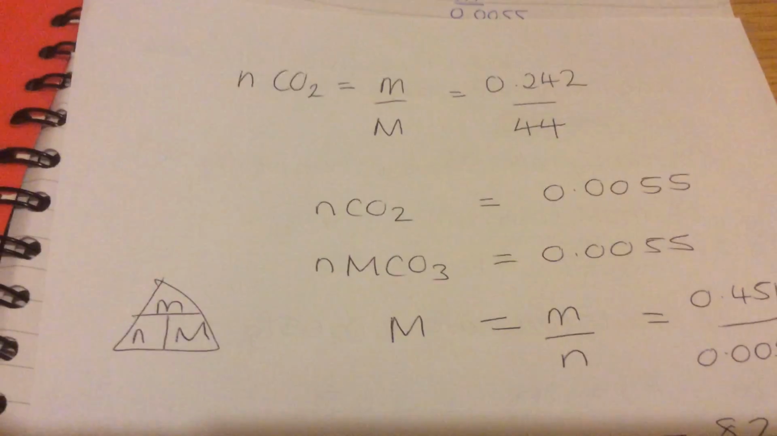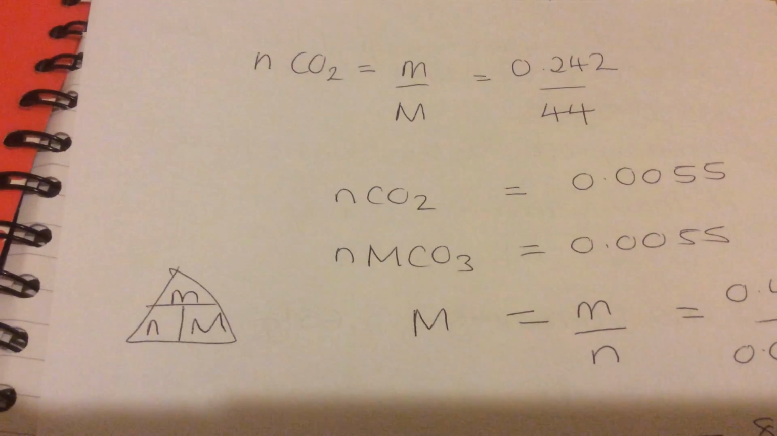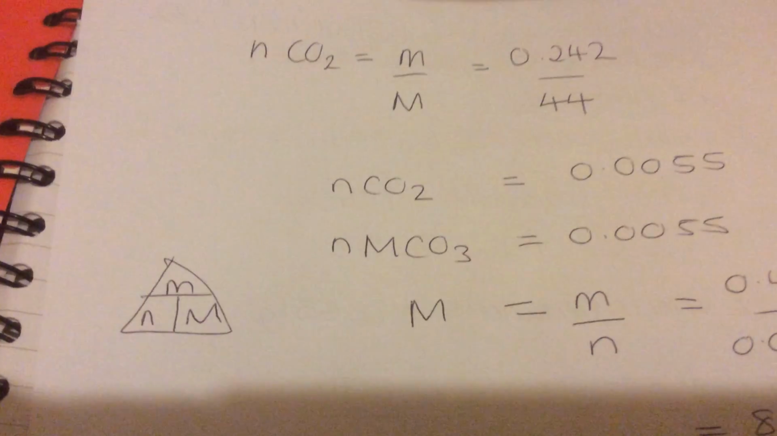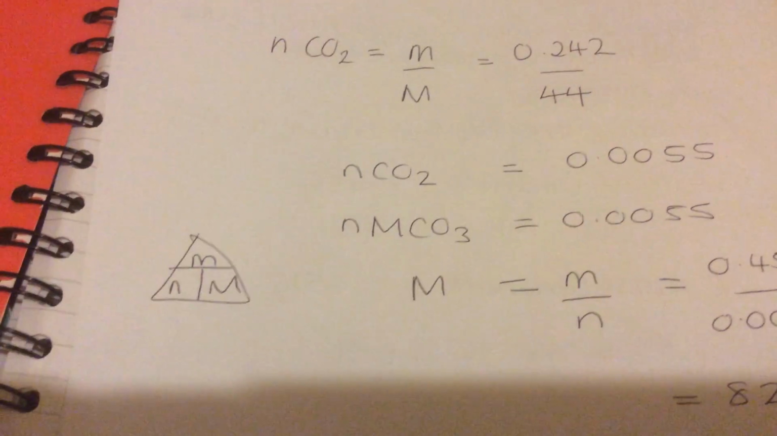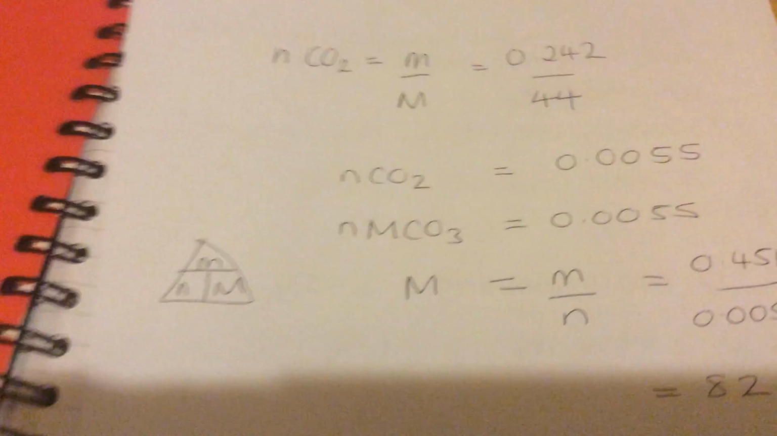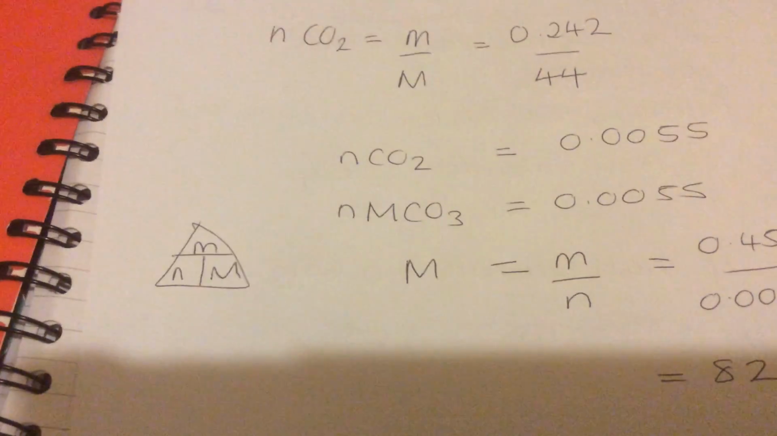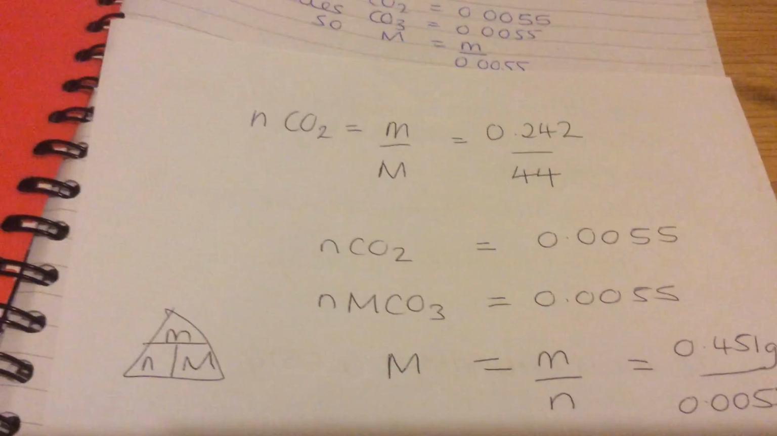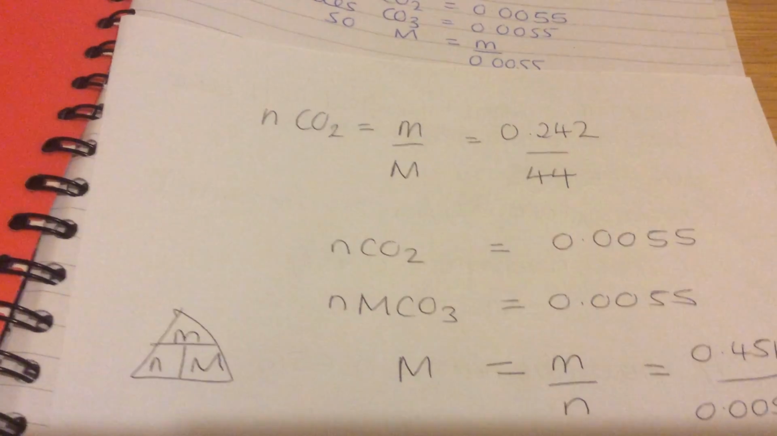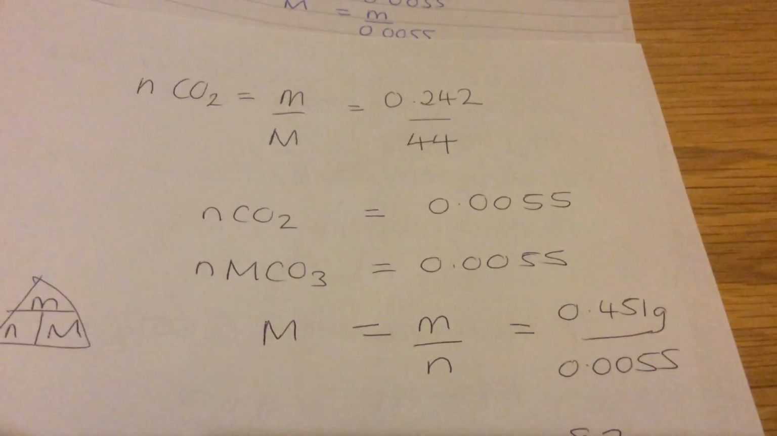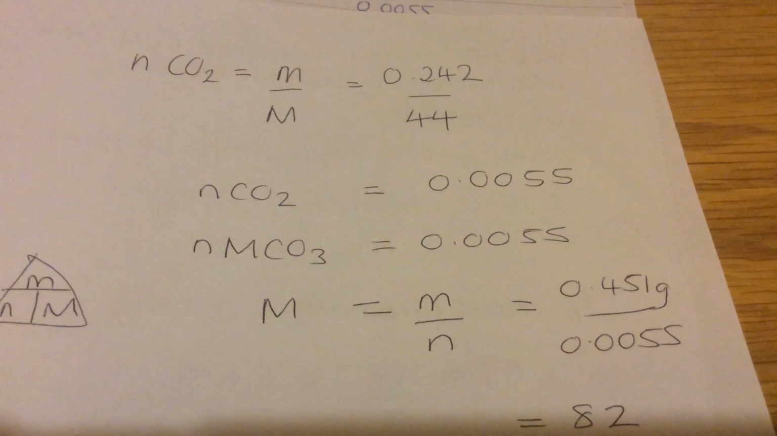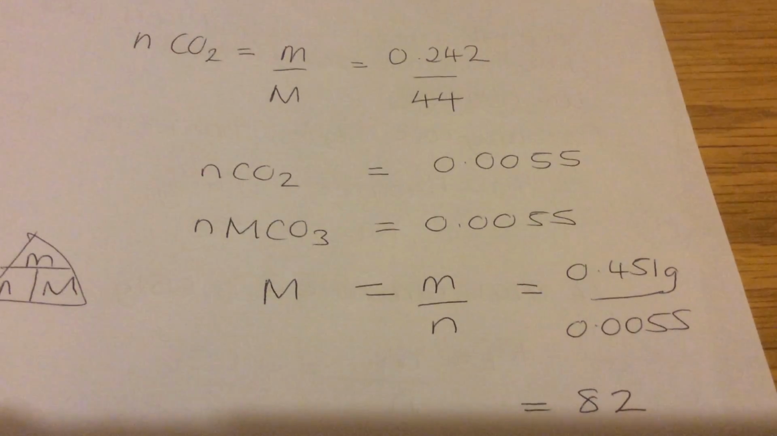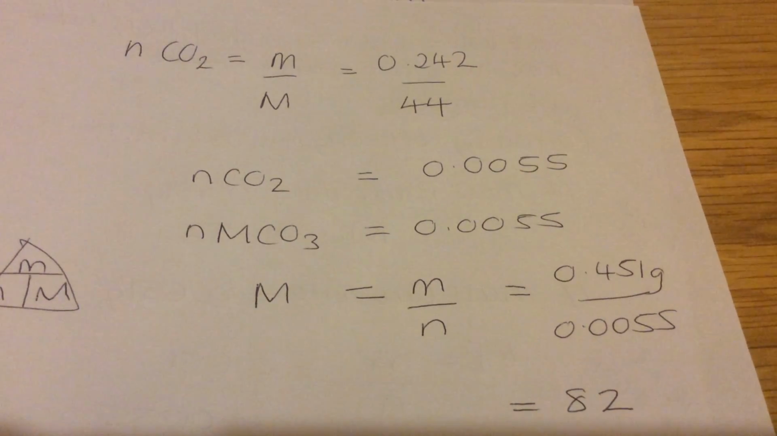We can't calculate the number of moles of carbonate because we don't have enough information, but we do have enough information to figure out the number of moles of carbon dioxide. So if we take the mass of carbon dioxide and we calculate that from the table as being 0.242, we find the molar mass of carbon dioxide, which is 44 from our periodic table, and we can calculate the number of moles of CO2. The number of moles of CO2 is equal to the number of moles of MCO3 because of stoichiometry, so both of them are 0.0055.